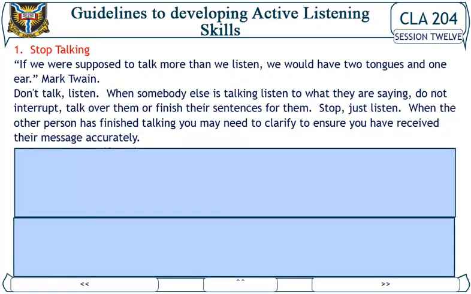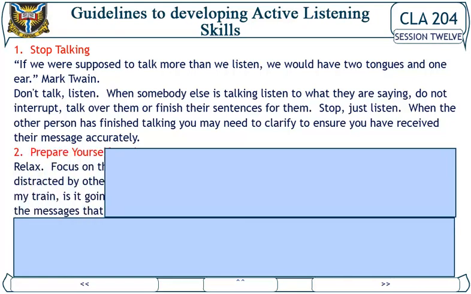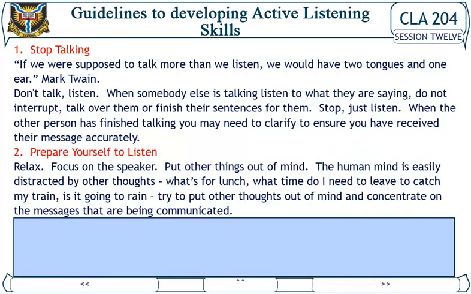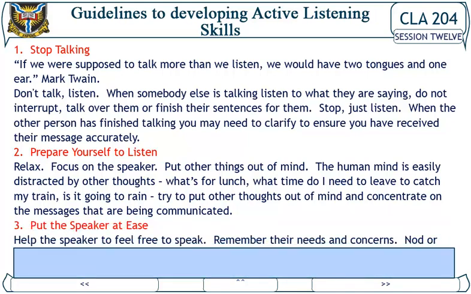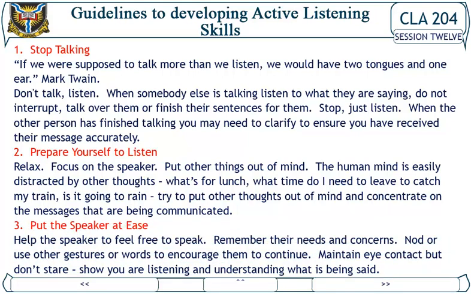Guidelines to developing active listening skills. 1. Stop talking. If we're supposed to talk more than we listen, we will have 2 tongues and 1 ear. Mark Twain. Don't talk, listen. When somebody else is talking, listen to what they are saying. Do not interrupt, talk over them, or finish their sentences for them. Stop, just listen. When the other person has finished talking, you may need to clarify to ensure you have received their message accurately.